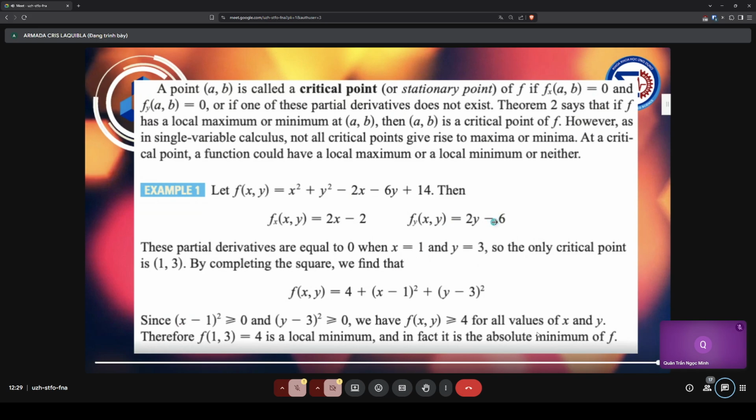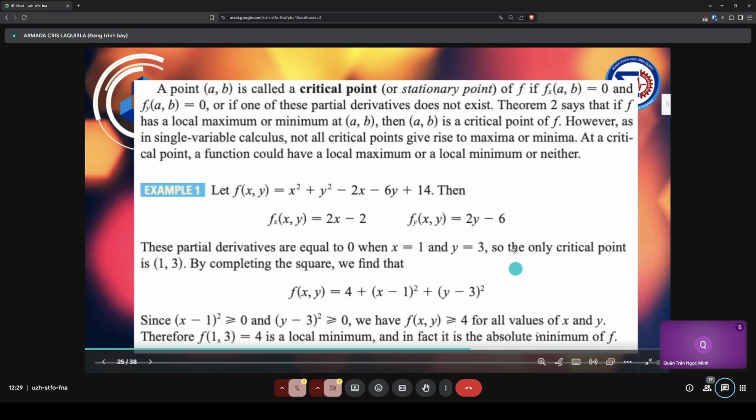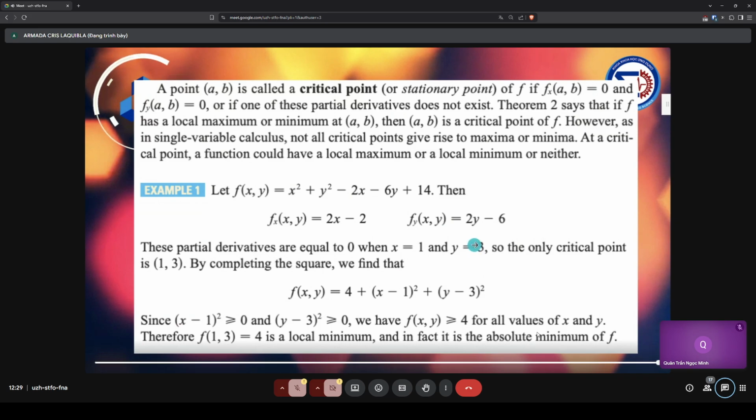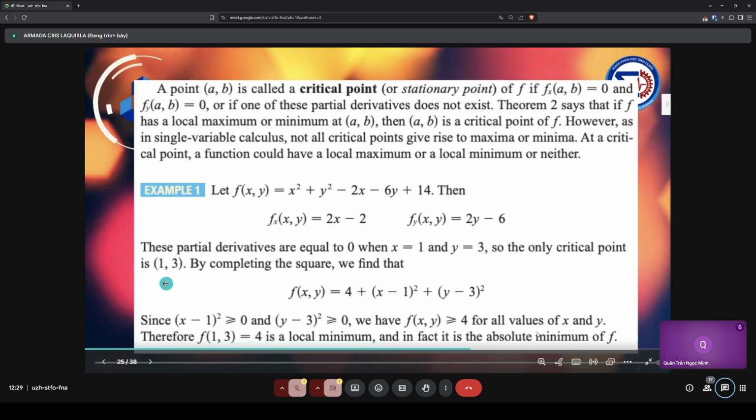So 2y minus 6 is equal to 0. Transfer minus 6 to the other side, it becomes positive 6. So 2y is equal to 6. Divide 2 on both sides, your y is equal to 3. Correct? Okay. So y is equal to 3. So the only critical point is (1, 3).